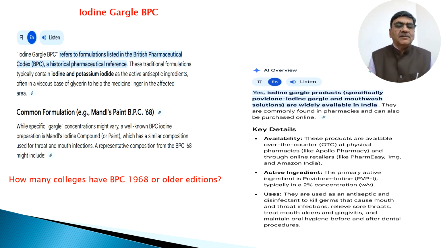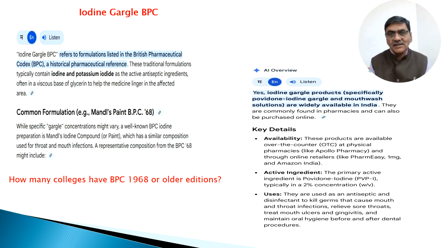Now, iodine gargle is a very, very old and very simple formula. It is iodine, potassium iodide, glycerin. But what is mentioned is a historical pharmaceutical reference. It is not even given in the regular BPCs. The BPC contains Mandel's paint, BPC 1968.